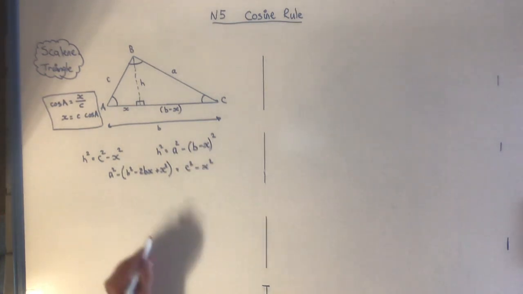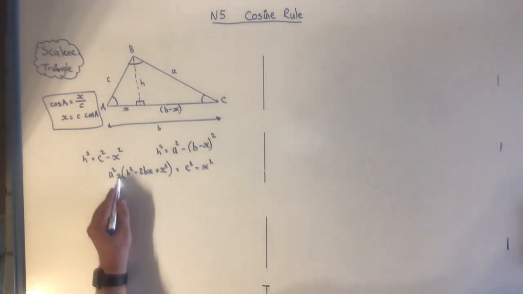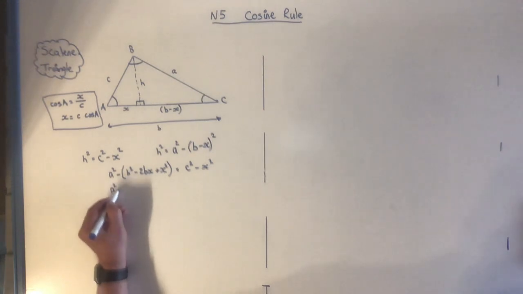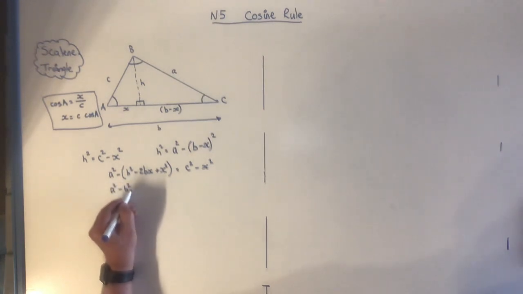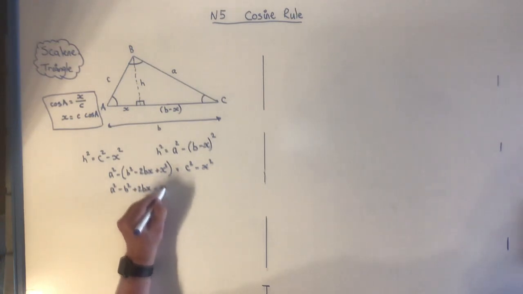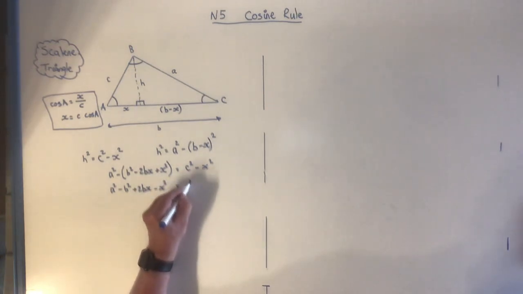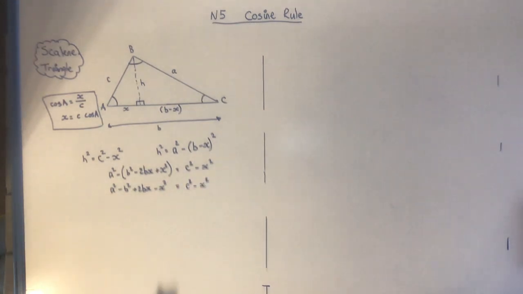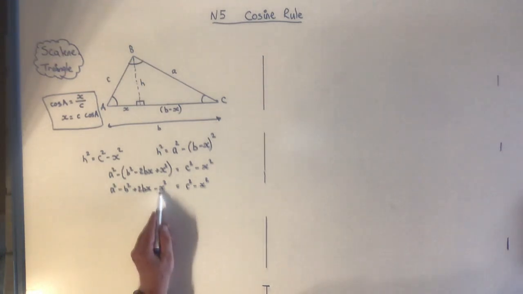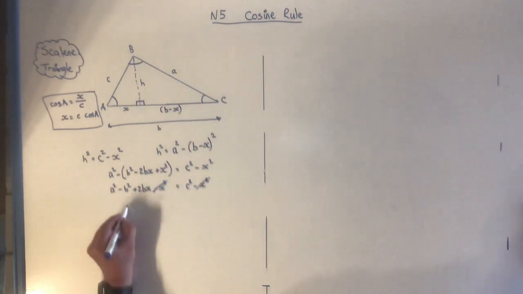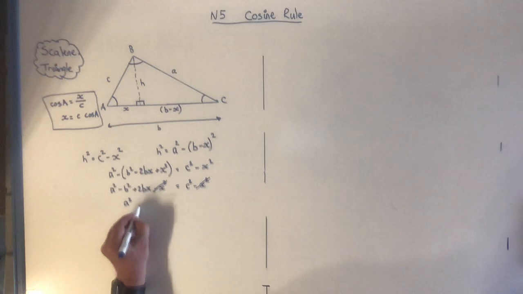Okay, so let's multiply through by the negative here to get rid of the bracket. So we're going to have a squared minus b squared plus 2bx minus x squared is equal to c squared minus x squared. Okay, so we've got a minus x squared and minus x squared, so they can cancel out. So I'm left with a squared then.